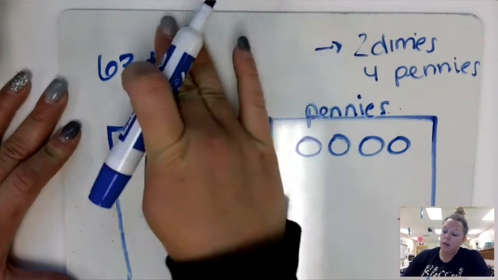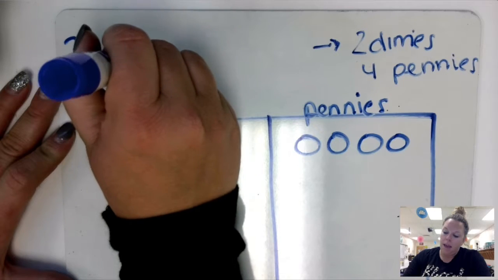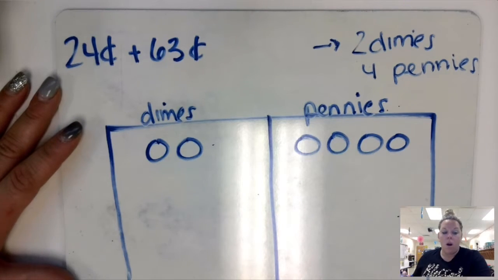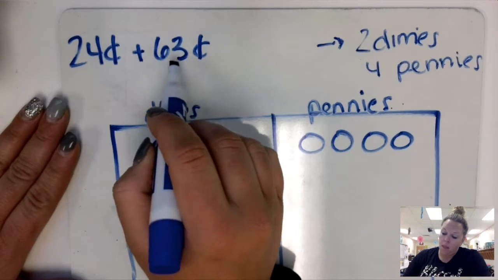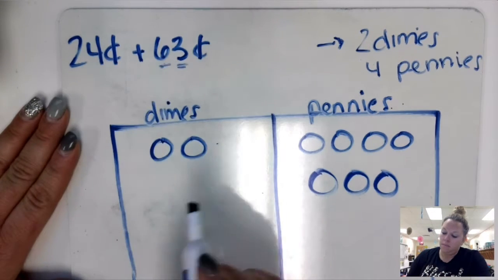So I started with 24 cents and I'm going to add 63 cents. How are we going to show 63 cents using the fewest dimes and pennies? 3 more pennies, and how many dimes? 6.